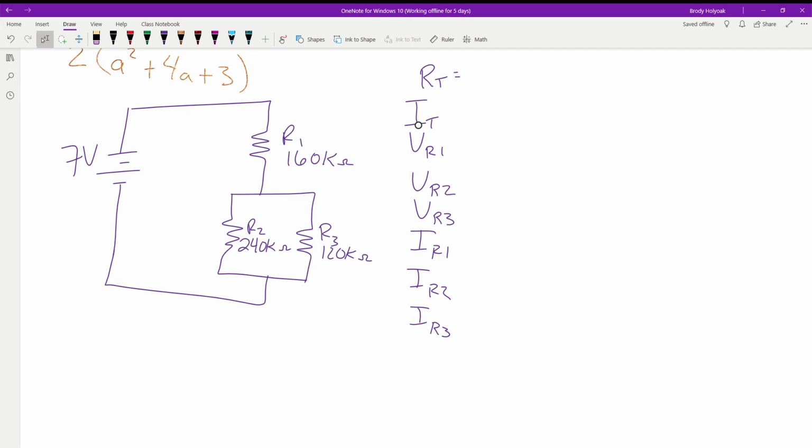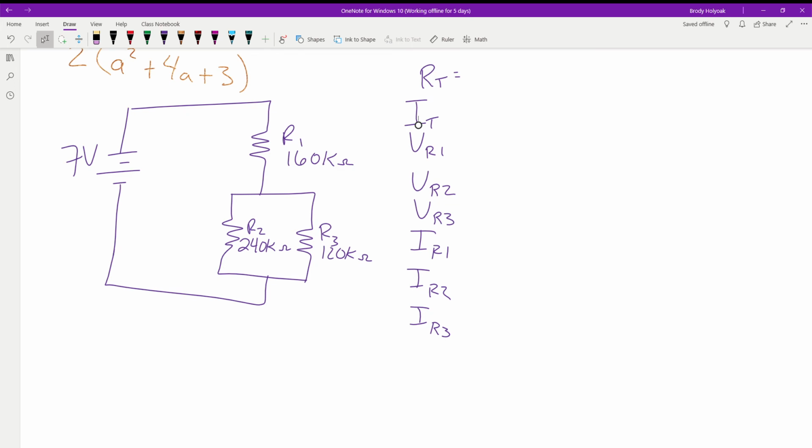The order of operations here is we want to do series first if possible, then we switch to parallel. So can you keep that in mind? Series is our primary for order of operations, if it can be done. So looking at this circuit, can we do anything with series? No, there's nothing available. So we switch to our next one, which is parallel.